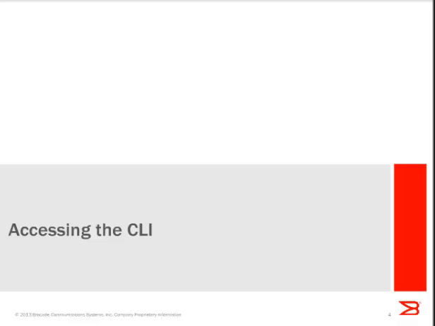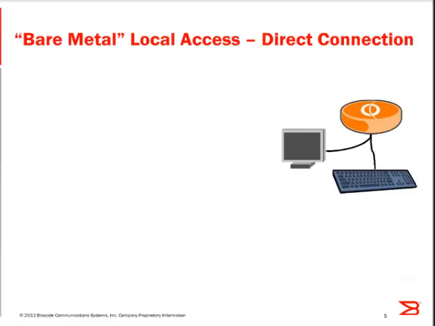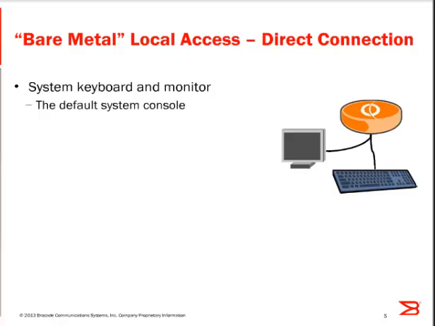We'll begin by accessing the CLI. If you've installed vRouter onto a dedicated system, sometimes called a bare metal installation, you have two local access options. The first option is to use a keyboard and monitor directly connected to the vRouter. The directly connected monitor and keyboard serve as the vRouter default console.